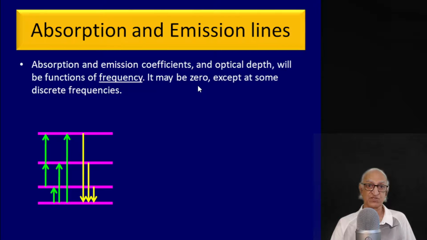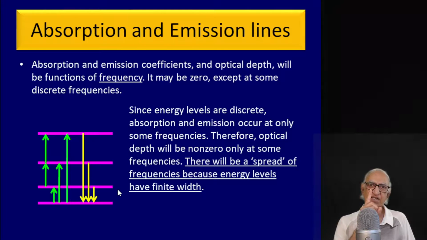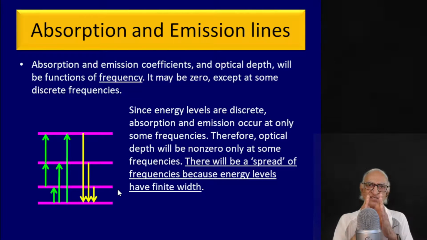Now, the basic reason why the absorption coefficient, emission coefficient or optical depth will be functions of frequency: for example, it may be zero at most frequencies except some discrete frequencies. Why is that? Quantum mechanics tells you that in quantum physics, the energy levels of atoms, molecules, solids, nuclei, or any system are discrete. Therefore, absorption and emission lines occur at discrete frequencies, but they do not occur at infinitely well-defined frequency or wavelength. The absorption line or emission line has a certain width.